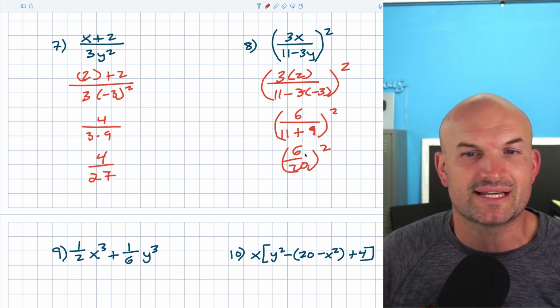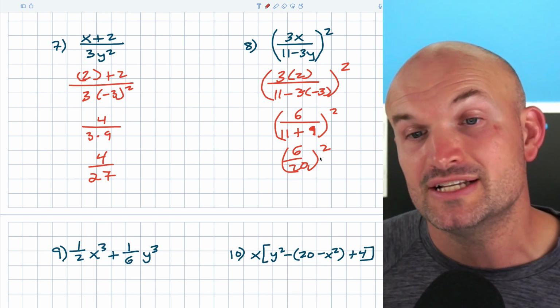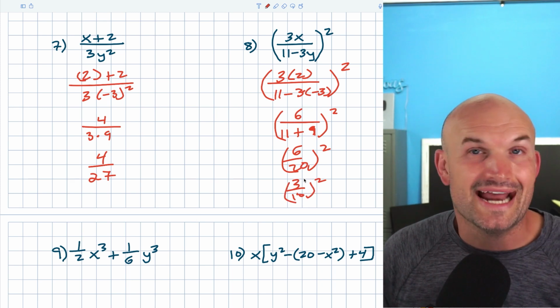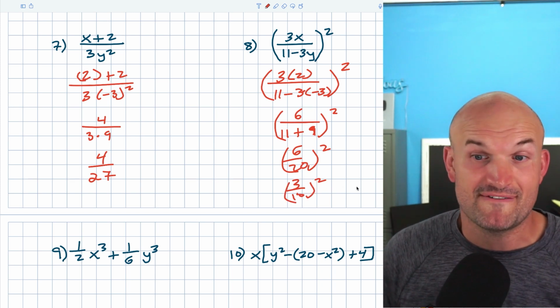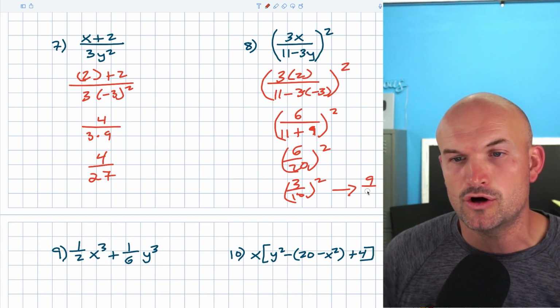What is the largest number we can divide evenly into 6 and 20? And the largest number I see is going to be 2. So I can divide by 2, and that's going to give me (3/10) squared. And now I can simply square that, which is going to give me a final answer. So I have to do a little arrows here. I ran out of space, which is going to be 9 over 100.